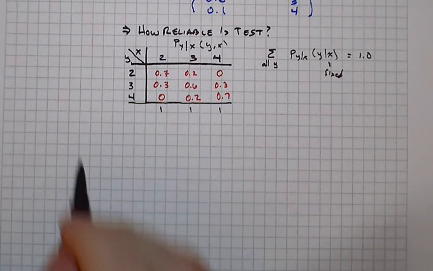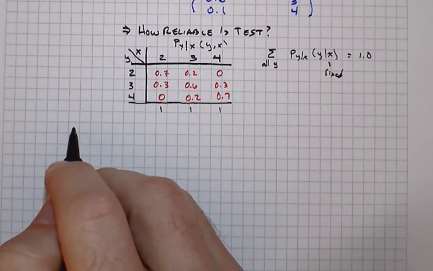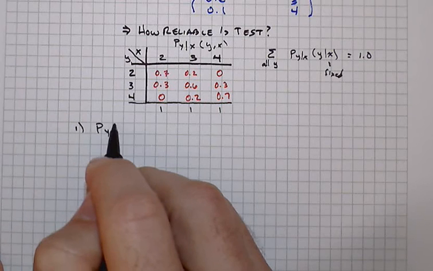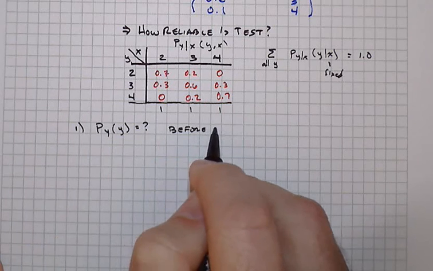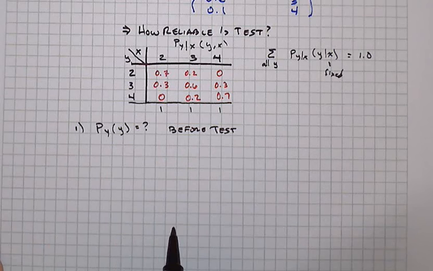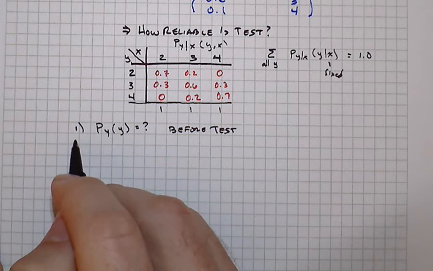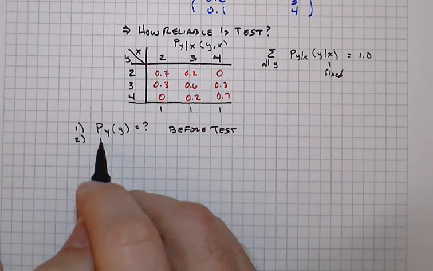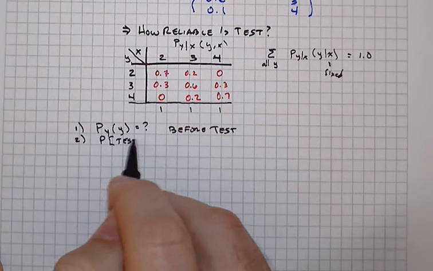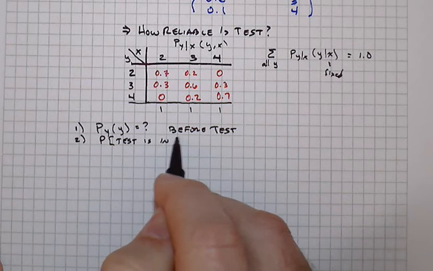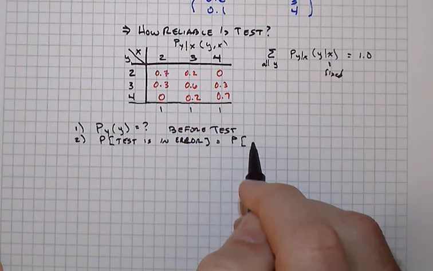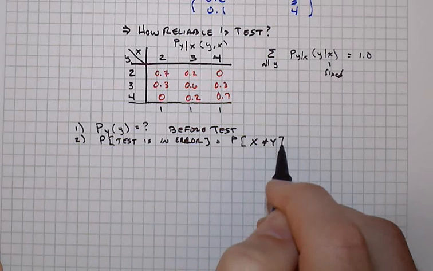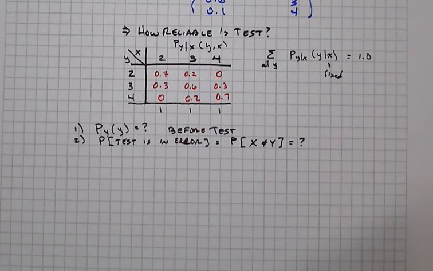Right, so there's a couple of different kinds of questions that we might ultimately be asking here. One of them is, what's the marginal distribution of y, say before the test? And going back to that question I posed before about the reliability, what's the probability that the test is in error? Or another way to write that mathematically is that the true strength and the observed strength are not equal to each other.